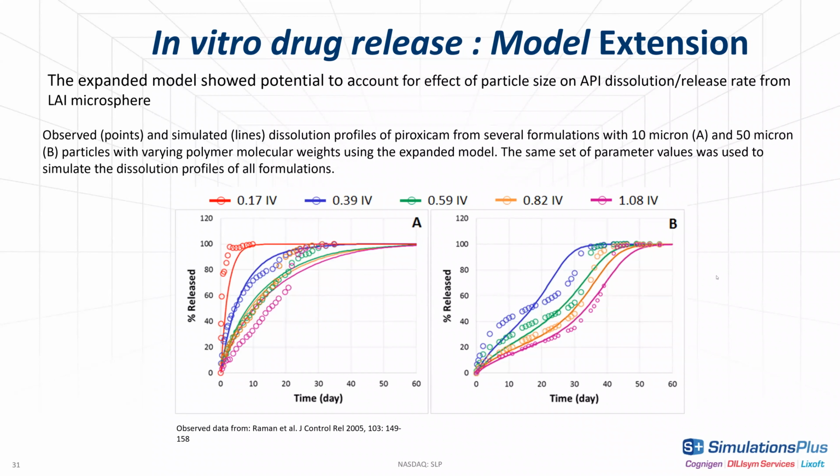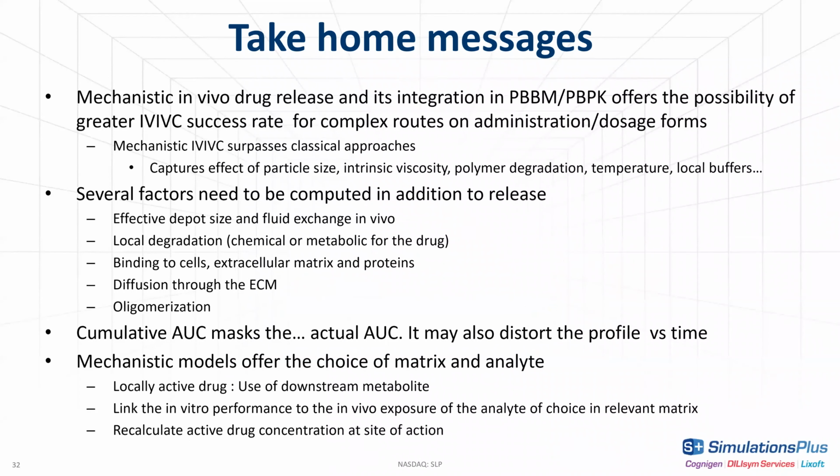So just to finish my presentation with some take-home messages, it's really important to integrate mechanistic in vivo release in PBPK and or PBBM. It's not necessarily always available, but we're working towards offering this possibility in the future because it will be able to integrate complex phenomena happening in parallel or in series. And it will definitely surpass the classical approaches because you can now start to capture, as I've just shown, the effect of particle size, of polymer viscosity, polymer degradation, temperature, the exchange of buffers locally.